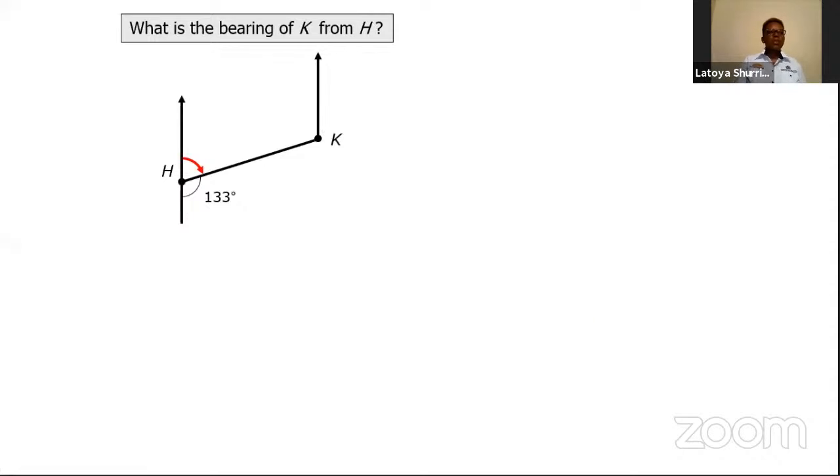What about the bearing of K from H? The bearing of K from H.